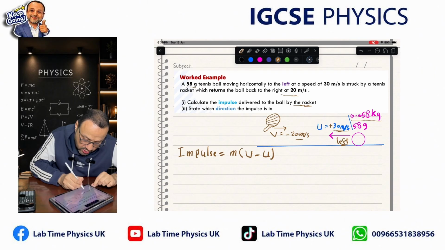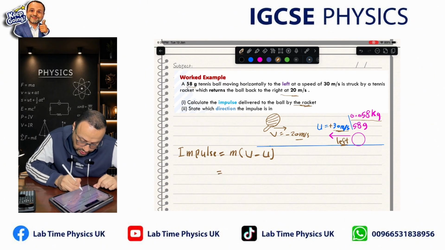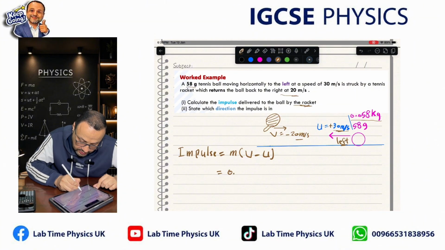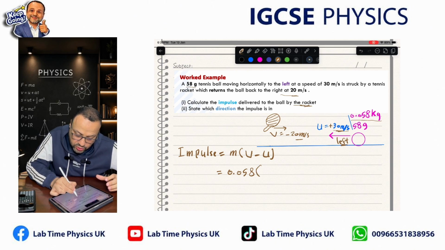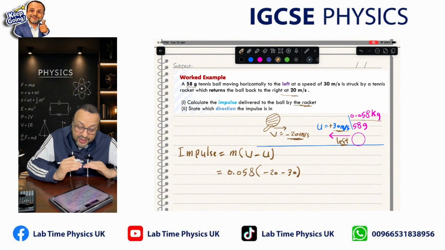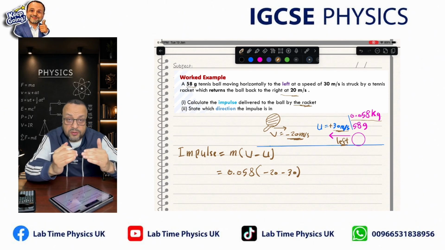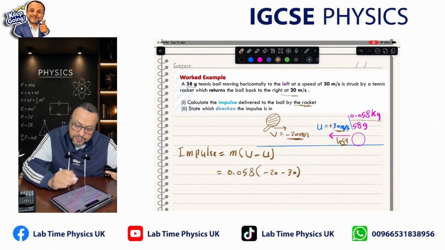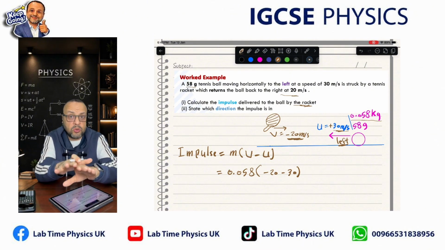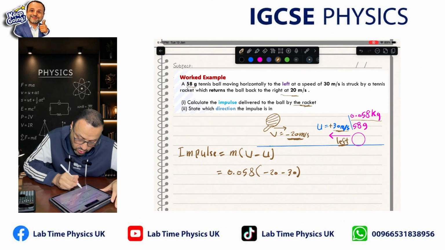Okay, so here the impulse will be equal to m, which is 0.058, multiplied by v minus u. So v will be negative 20 minus 30, because I considered at the beginning of the answer that to the left will be positive. You have to write this first, and then to the right will be negative. You can write the opposite, no problem. It's up to you, as I said.